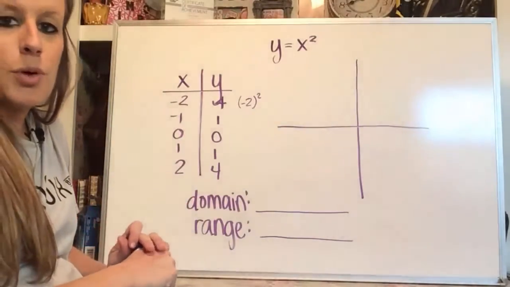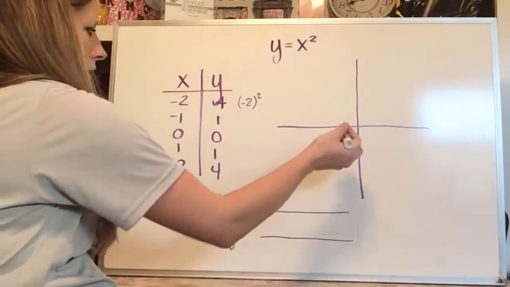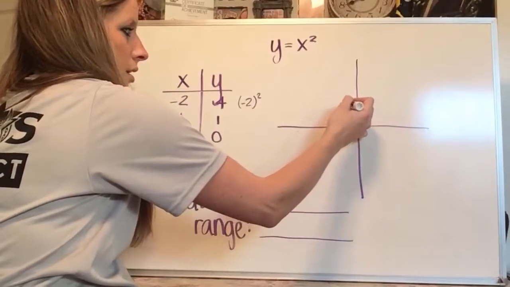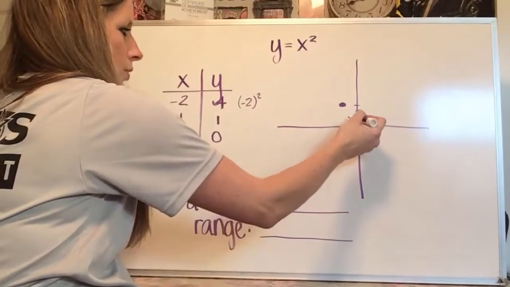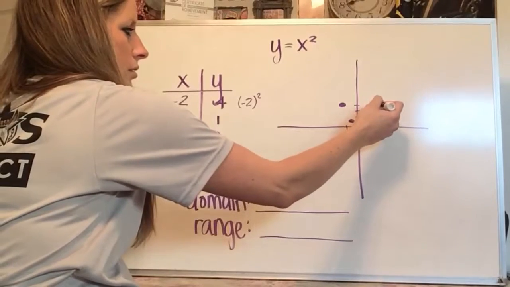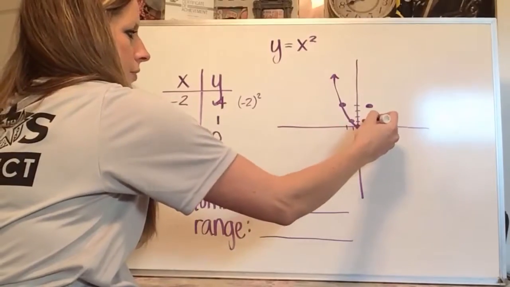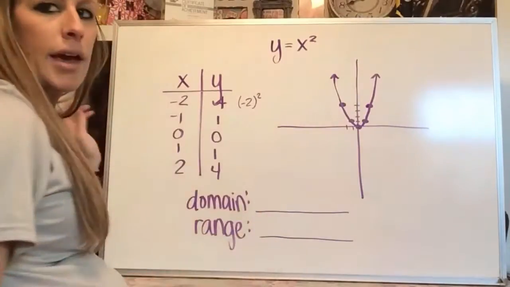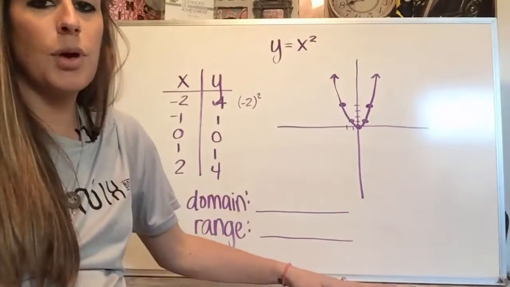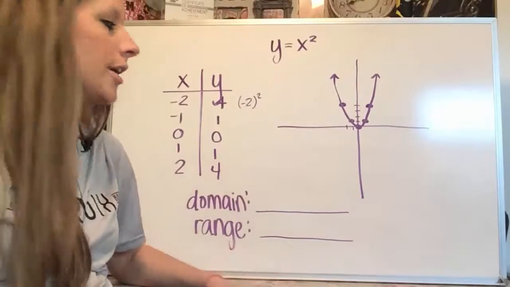Now we're going to plot those points. Oh, whoops. Okay, so -2, 4, and yours will probably look much better than mine. -1, 1, 0, 0, 1, 1, 2, 4. So you have your parabola. This is what your parent function looks like for quadratics. Like I said, a lot of this should be review, just a refresher.